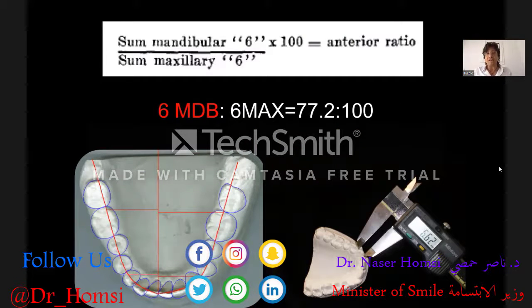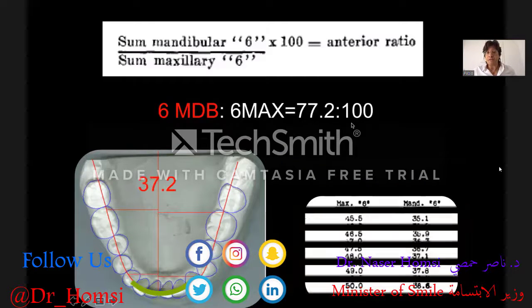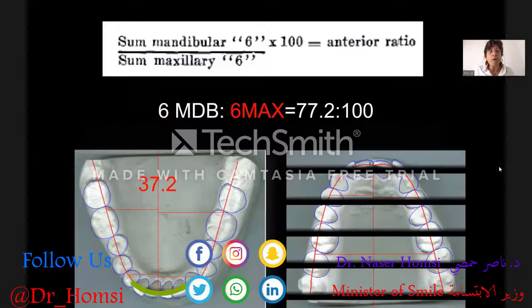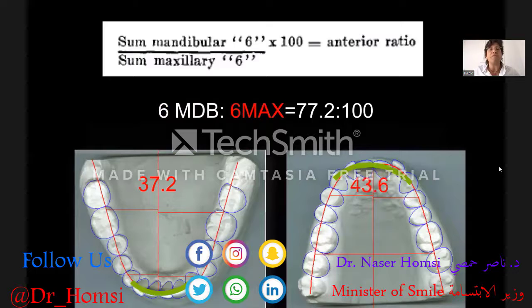If we measure Daniela, this is from the original paper by Wayne Bolton, we know that the sum of the mandibular 6 related to the sum of the maxillary 6 gives the anterior ratio. Normally the anterior ratio has to be 77%, okay? And if we measure this patient, we know that at the lower arch we have 37.2, so we should have something like 48 at the upper arch. 48 is the ideal value, okay? But when we measure, we don't have 48, we have 43.6.